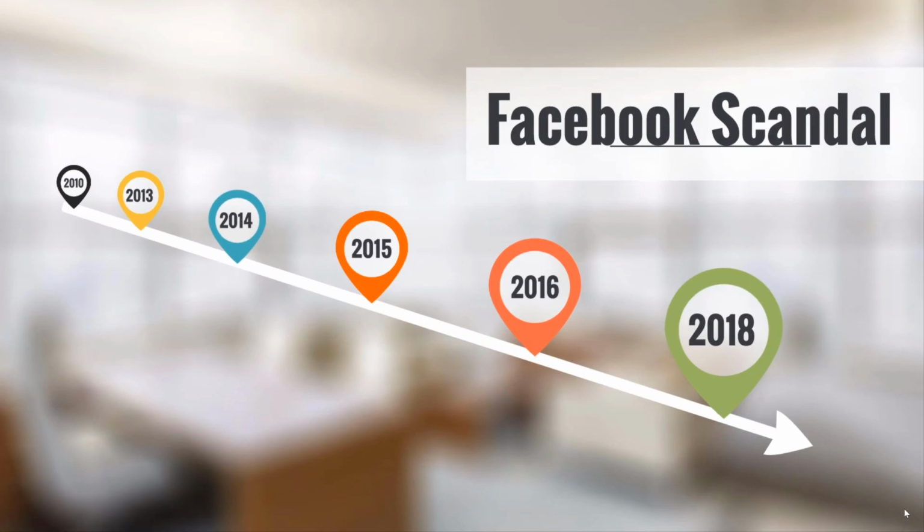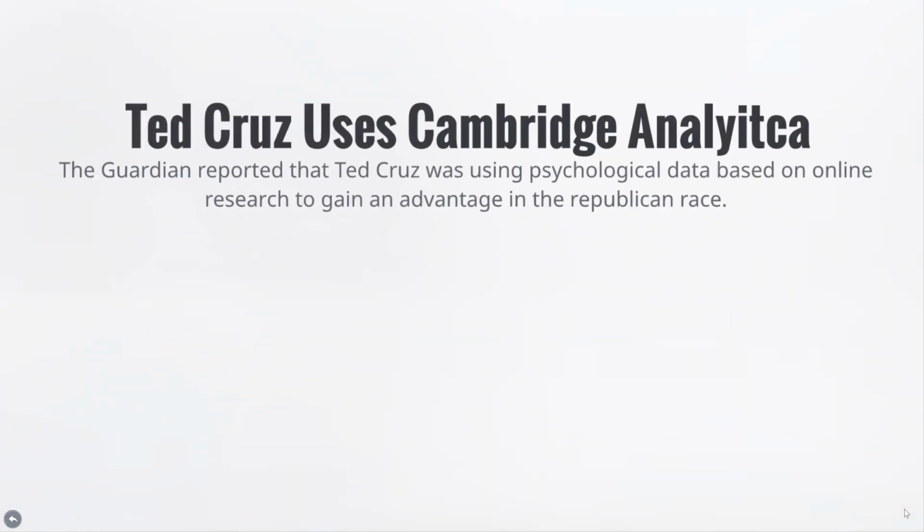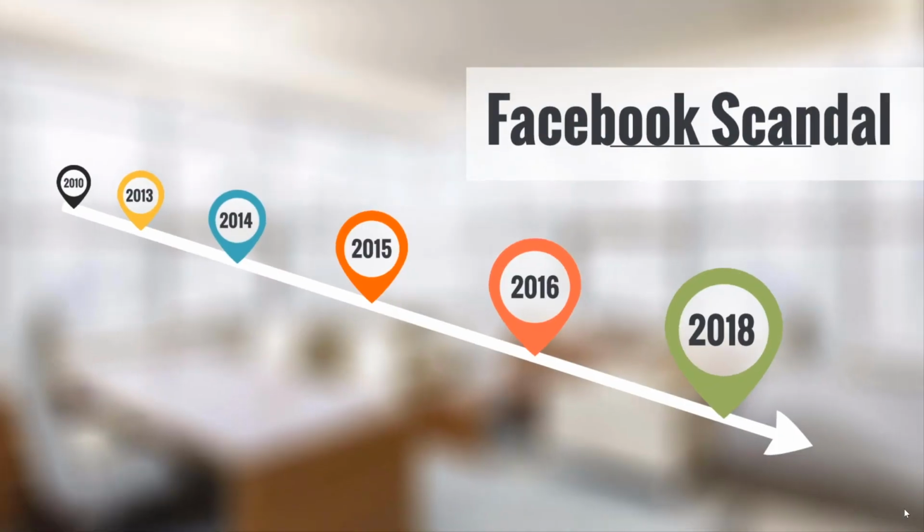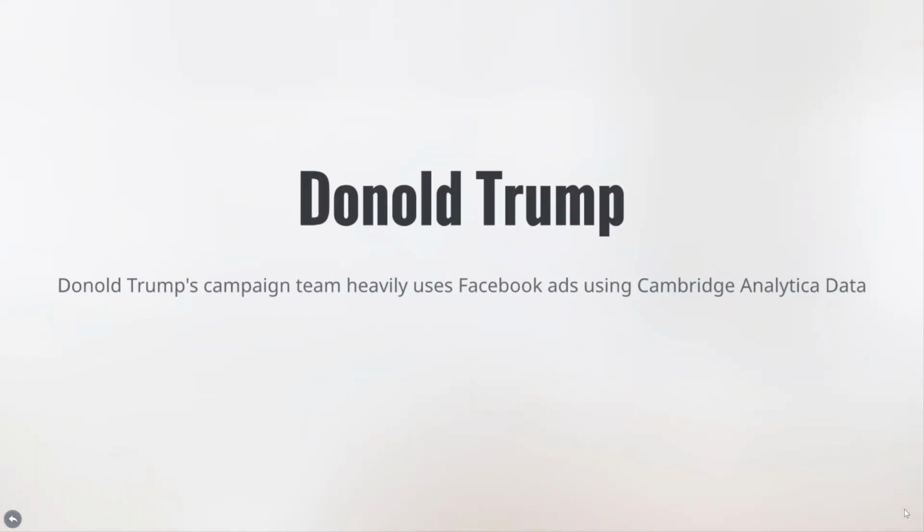So in 2015, Ted Cruz uses Cambridge Analytica data for his campaign. In 2016, Donald Trump's campaign heavily uses Facebook ads that were informed by Cambridge Analytica data. And that's where people really feel that there was a breakdown in the trust or the unspoken contract between Facebook and its users. We all know that we're signing up for a free service and that Facebook makes money because they're showing us ads. And we're all, for the most part, okay with it. What we're not okay with is that data being used to manipulate, especially a public election.